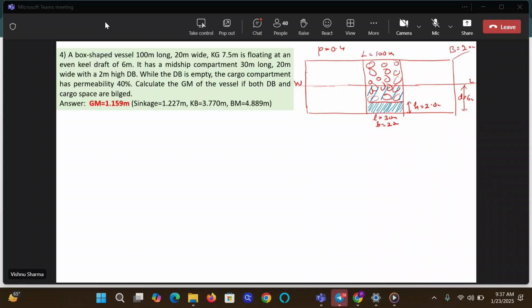This will cause the vessel to sink to a new waterline, W1, L1. Water will rise here, and this will be my D1. Is this the bilge condition diagram everybody has made, guys? Yes or no? Yes, side profile.